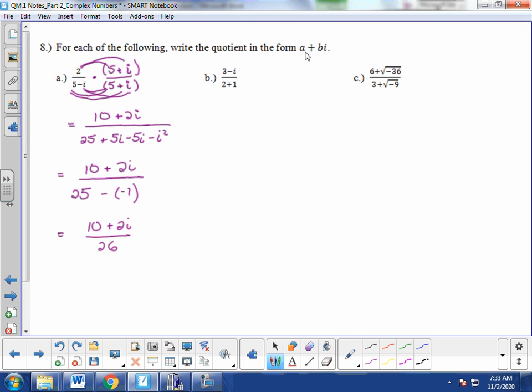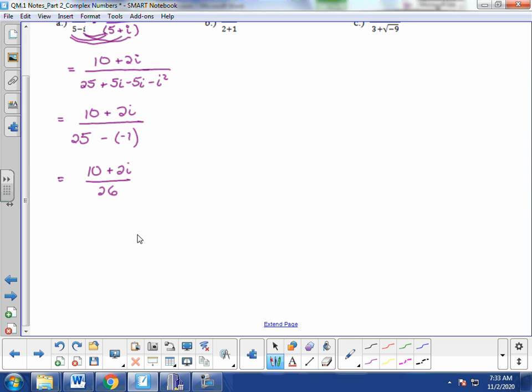Now, I'm close to having it into this form, but not exactly because I still have a fraction. But what I can do is split this fraction up. Remember, 26 is the denominator, so it's the denominator for both terms. So basically, I can write this as 10 over 26 plus 2i over 26, or 2 over 26 i.